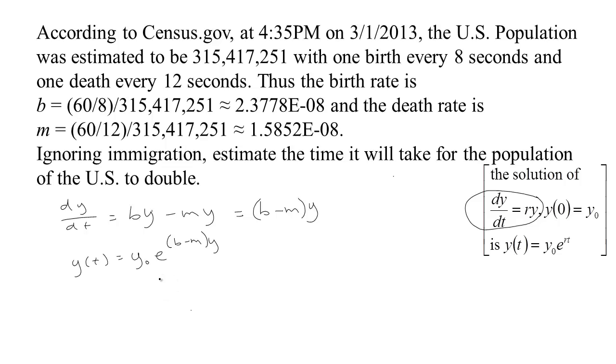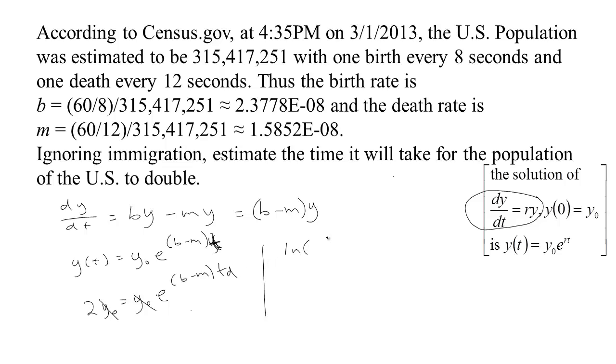Okay, so let's see if we can figure out how long it's going to take for the population of the U.S. to double. So, oops, that should be a t there. Okay, so if we wait till a doubling time, I'll call it t sub d for doubling time, then we know that the population we have will be twice what we started with. So the doubling time only depends on the birth rate and the death rate. It doesn't depend on how many you start with. It's kind of a feature of exponential growth and decay.